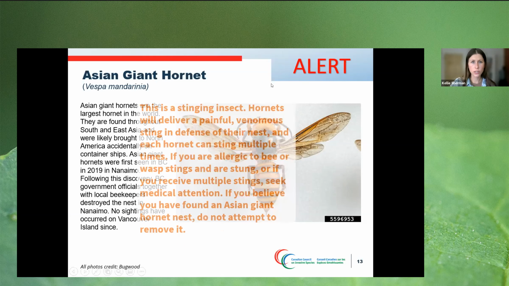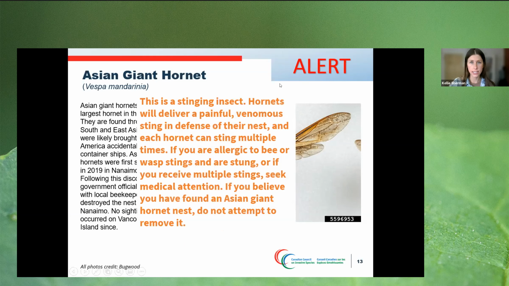And I also just wanted to bring up this disclaimer here. It's a stinging insect. Hornets will deliver a painful venomous sting in defense of their nest. So again, if you're allergic, just really take caution. And if you find a nest, do not attempt to remove it yourself.